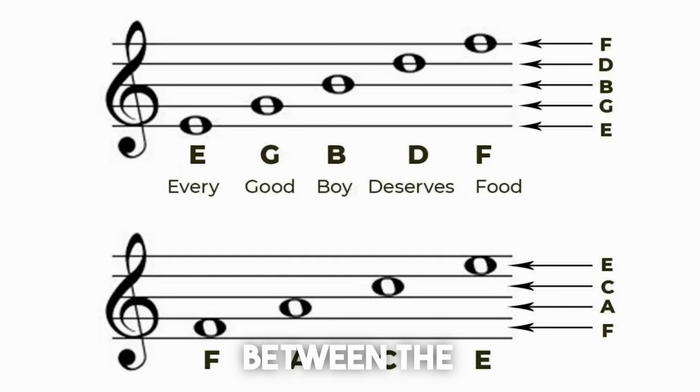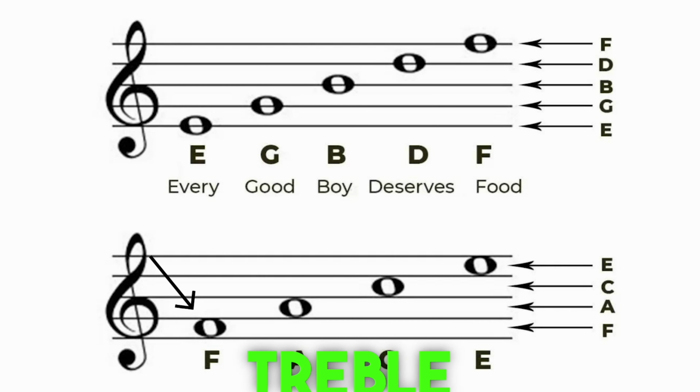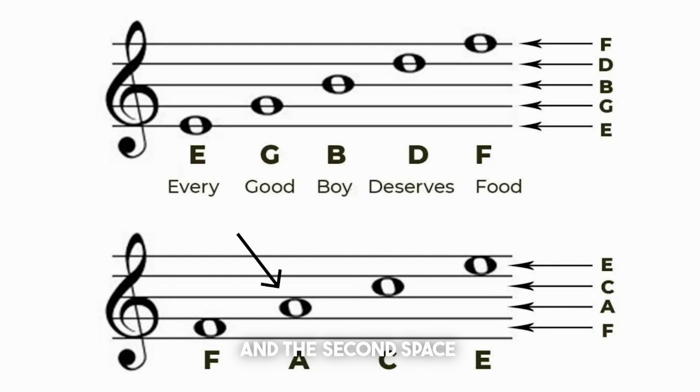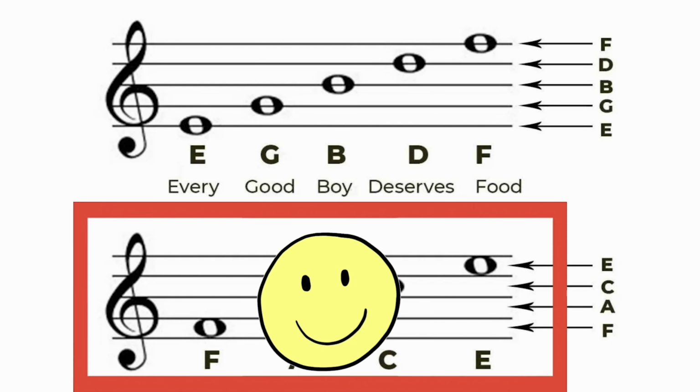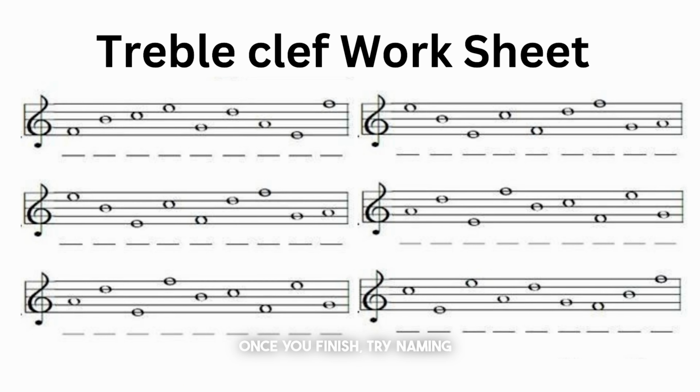A note between the lines is called a space note. The first space note with a treble clef is F, and the second space note is A, and so on. The space notes of treble clef are F, A, C, E, which is easier to remember as FACE. Memorize them and randomly practice them on empty sheet music. Once you finish, try naming the notes on the treble clef worksheet.